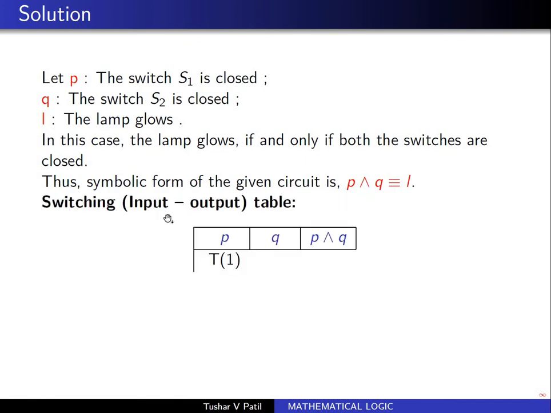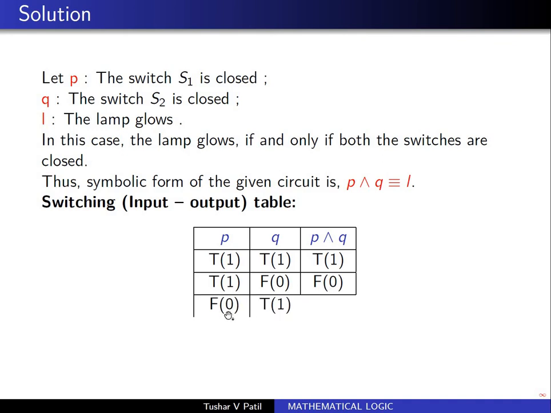And in the switching table or input-output table for this: if both the switches are closed, obviously the lamp will glow. If S1 is closed and S2 is open, then the lamp does not glow. Obviously, if the switch S1 is open and S2 is closed, then the lamp does not glow. And in the last case, if both the switches are open, then the lamp will not glow.